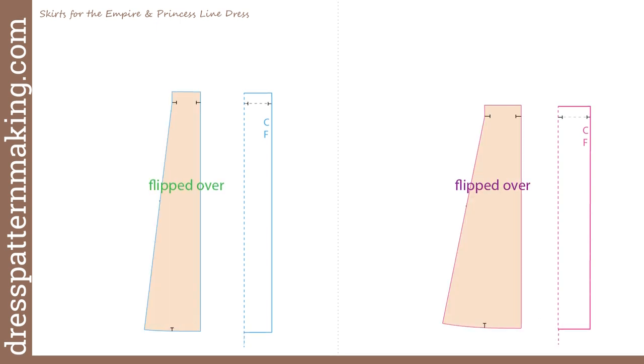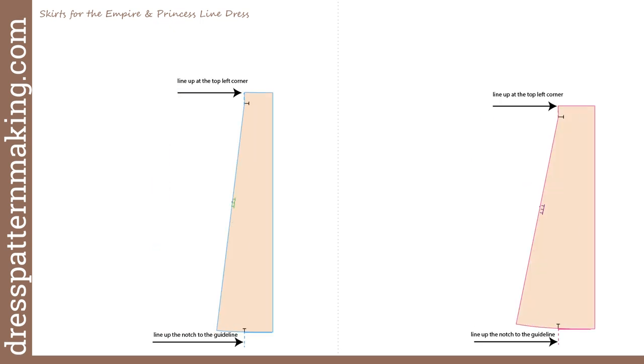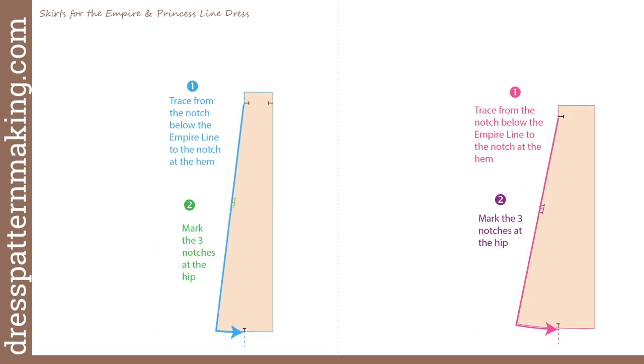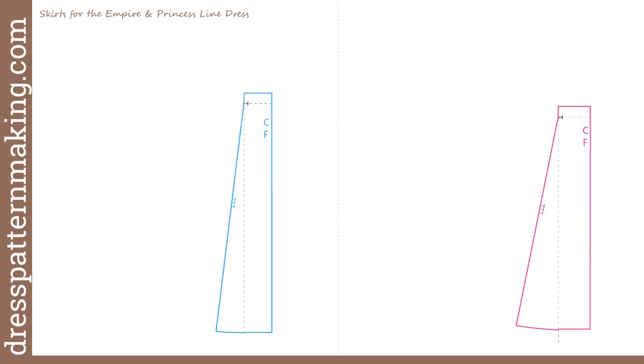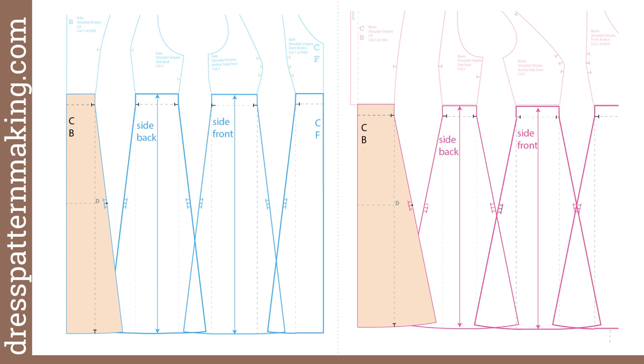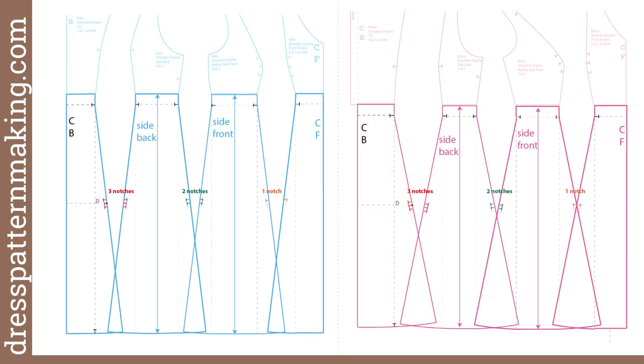Bring in the centre back piece and flip it over. Line it up at the empire line, line up the notch at the hem and trace, remembering the notches at the hip. So here are the finished centre front pattern pieces. And here are all of the pattern pieces, but we do need to make some changes to the notches, as well as trace the centre back template onto paper.